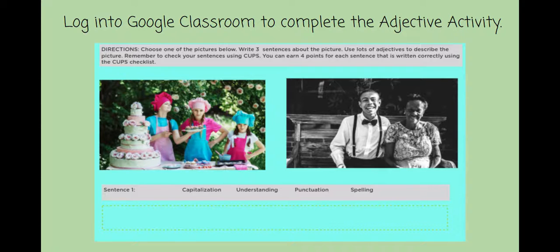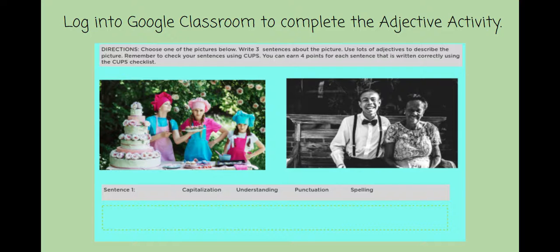So it says choose one of the pictures below. Write 3 sentences about the picture. Use lots of adjectives to describe the picture. Remember to check your sentences using CUPS. Capitalization, understanding, punctuation, and spelling. You can earn 4 points for each sentence that is written correctly using the CUPS checklist. So you are going to pick a picture and write 3 sentences about that picture.